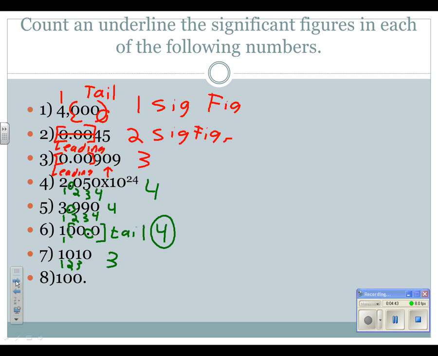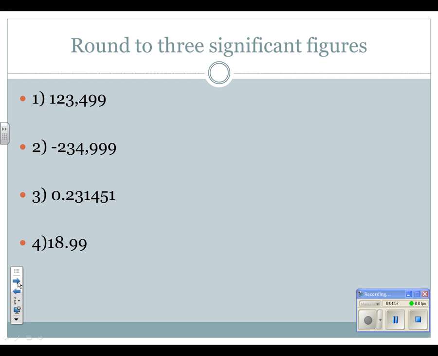And then 100, you get your 1, 2 trailing zeros, so you've got a decimal, so those all count. You have 3 sig figs. I didn't underline, I just kind of counted them for you. You can underline if you want. Okay, now we're going to round to 3 sig figs.